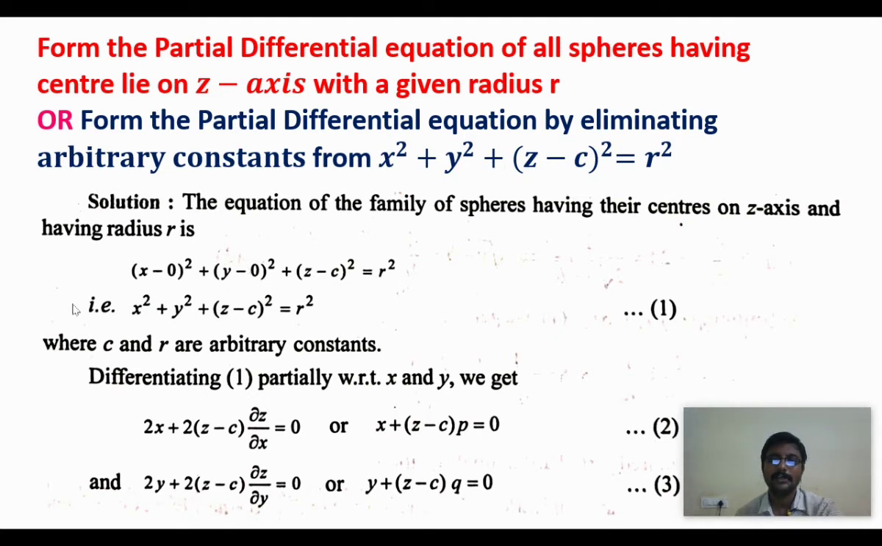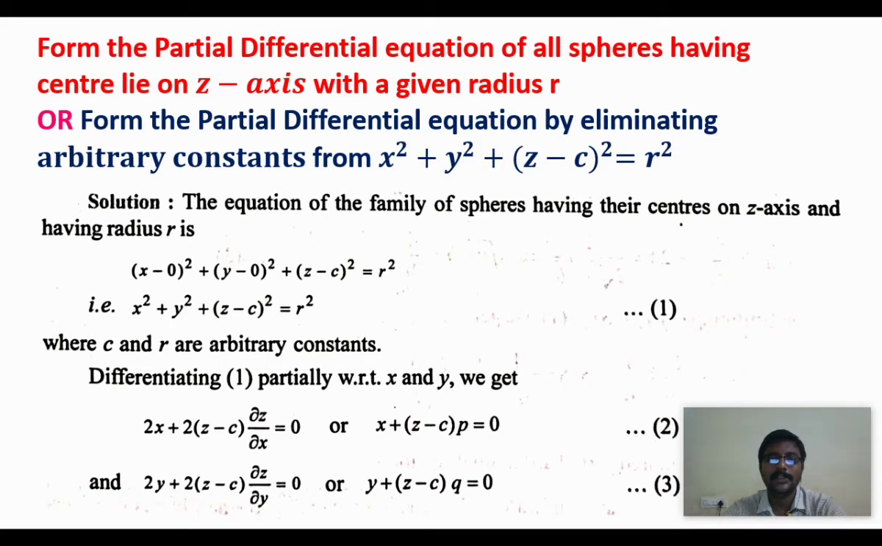So differentiating equation 1 partially with respect to x, x square derivative is 2x and y square derivative value is 0. Differentiating (z minus c) whole square, whose derivative is given by 2 into (z minus c), and z derivative is ∂z/∂x. R square, the derivative of r square is 0. So thus we will have x plus (z minus c) into ∂z/∂x equal to 0. But what is ∂z/∂x? ∂z/∂x is p. That means x plus (z minus c) into p equal to 0. Let it be equation number 2.